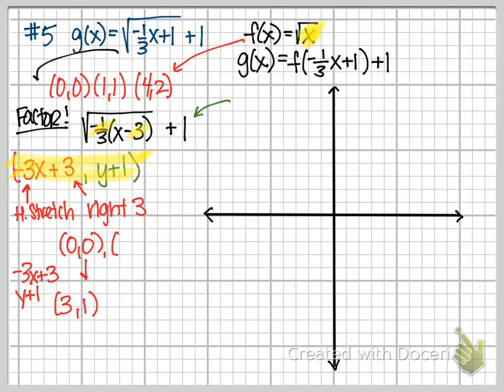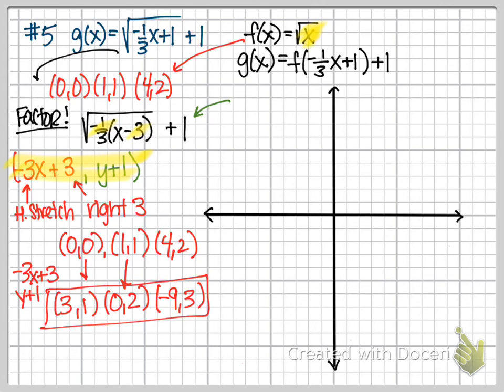I'm going to do the same thing with the second point. So negative 3 plus 3, that would turn into 0. Y plus 1 would go to 2. And my last point for 2, so I'd have negative 12 plus 3 is negative 9. And then y, so 2 plus 1 is 3. So here will be my 3 new points on my graph.